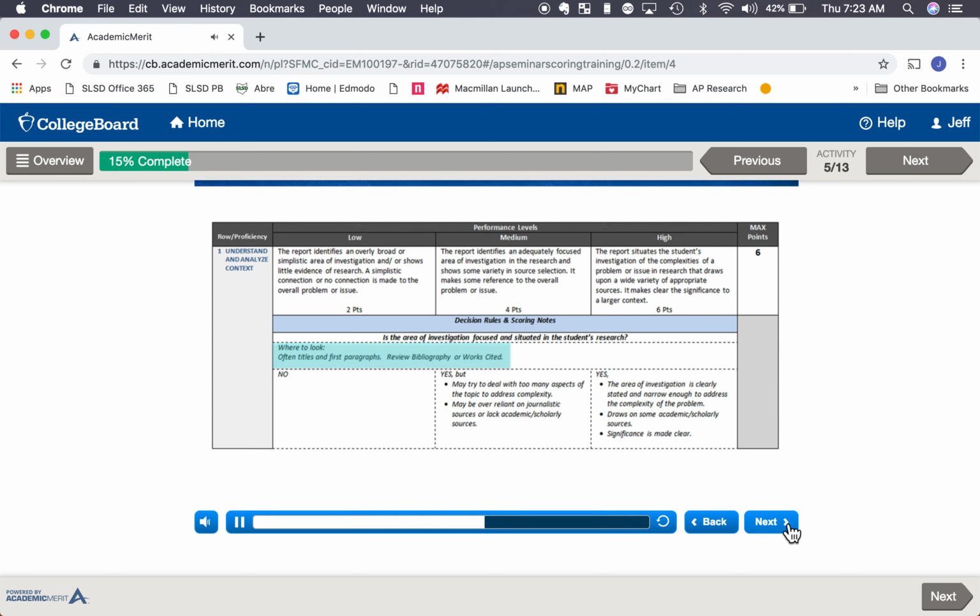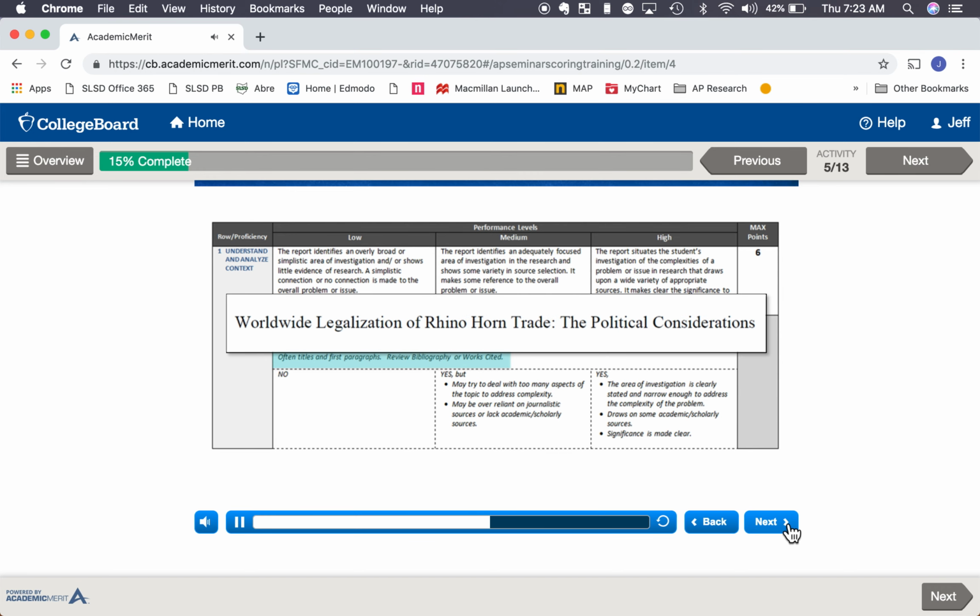For example, the title of the Rhino Horns paper, Sample 1, clearly signals the topic and a lens, global legalization and political considerations. The introduction to the report also signals the complexity of the issue, and the body of the report further engages the complexity. This is important to reach the highest level in the rubric.